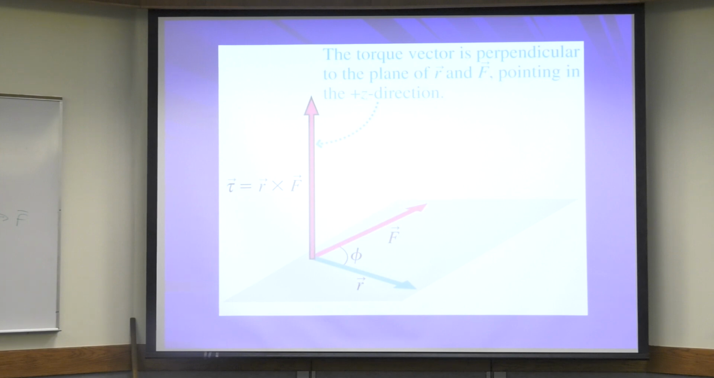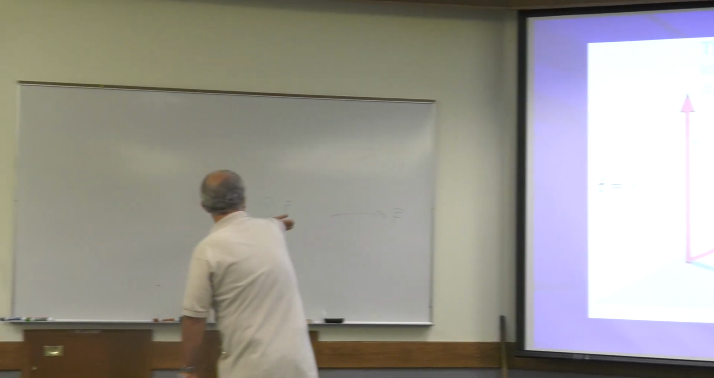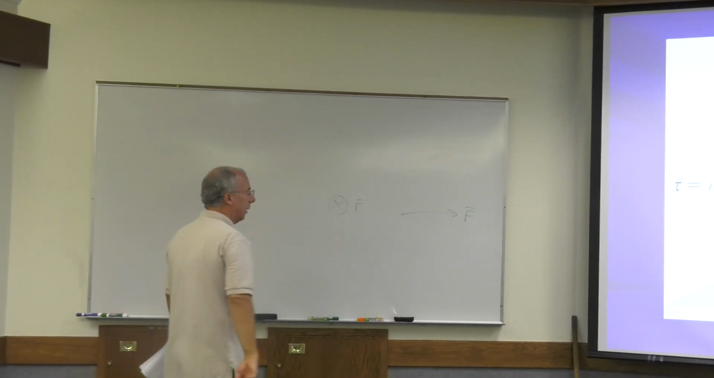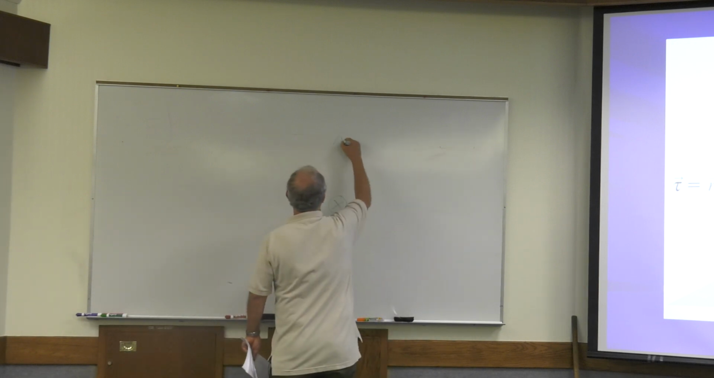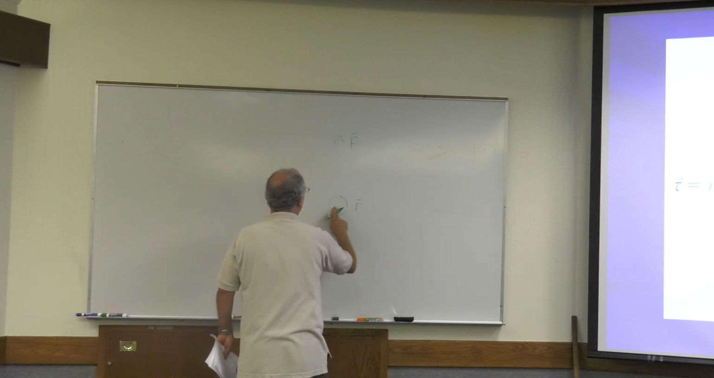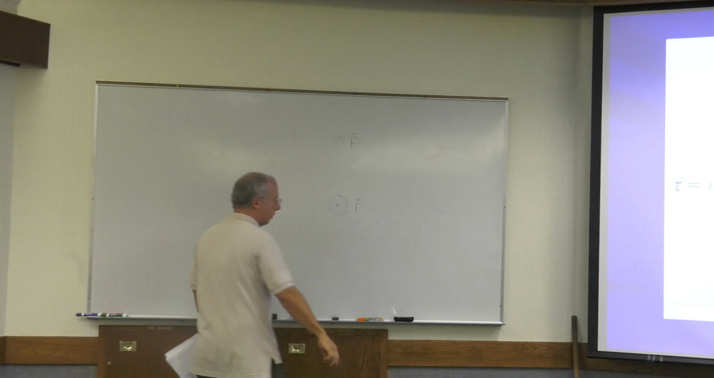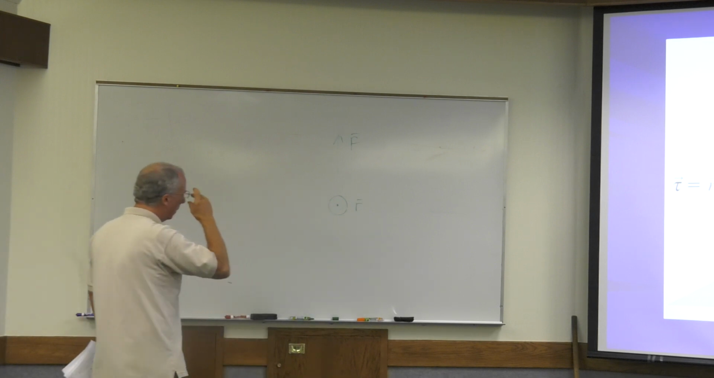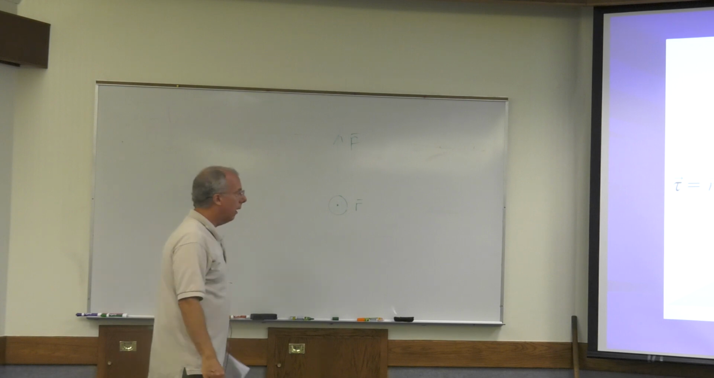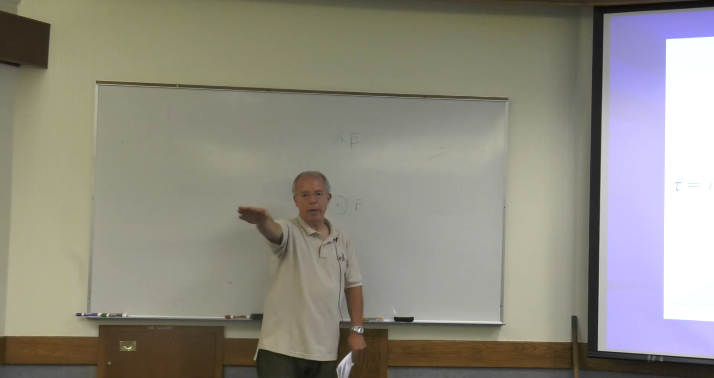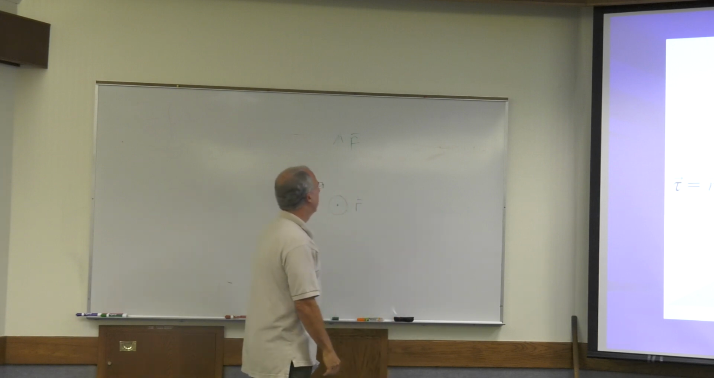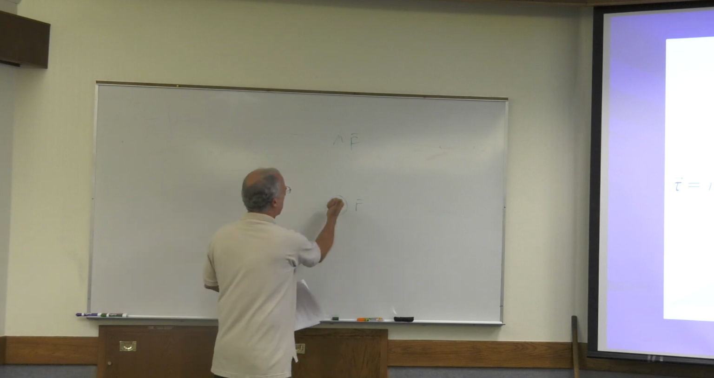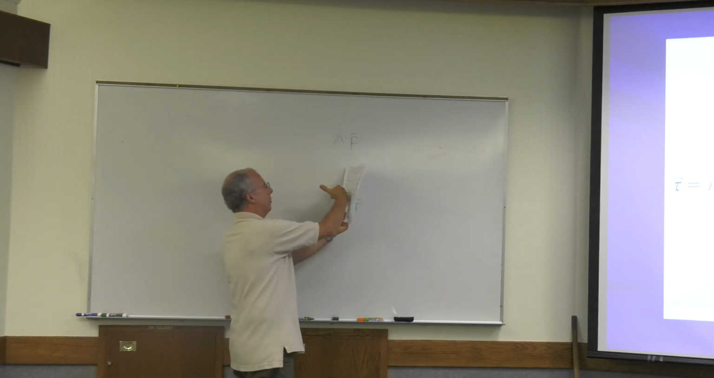Okay, let's do it. So R is into the board. I don't know if you can see this, but whatever. R is into the board. F is that way, so the torque is down, right? Okay, let's do another one. Let's do this. Okay, you do it, please. All right, let's see if you did it right. So R is this way. F is this way, so the torque is that way. Because again, this is coming out this way, this is going out that way, so there's the plane. It has to be perpendicular to the plane.